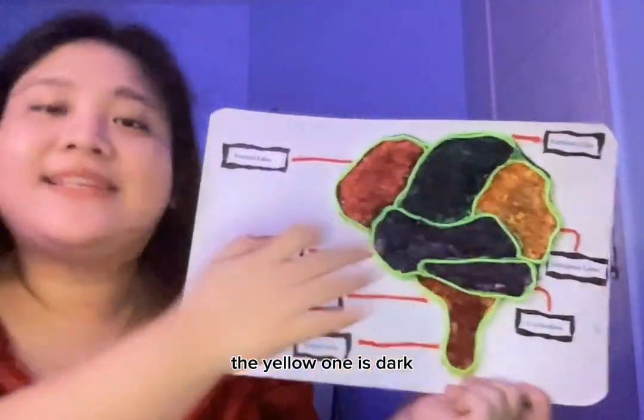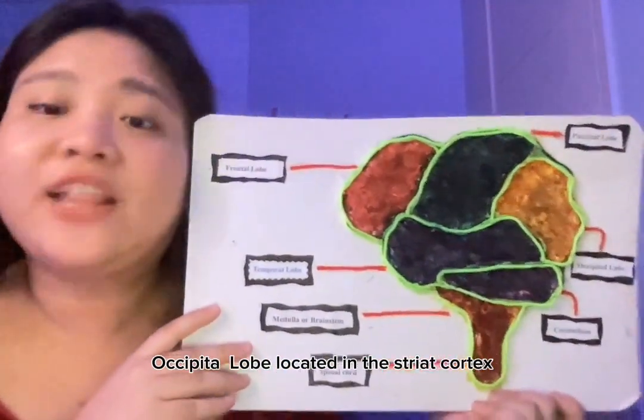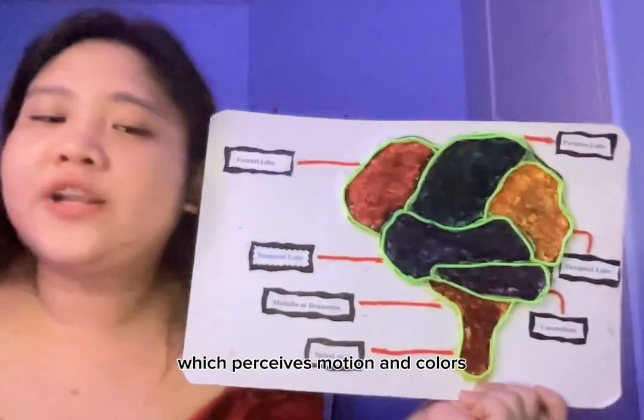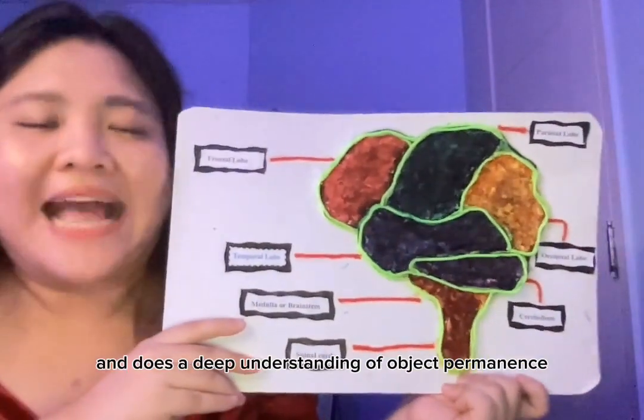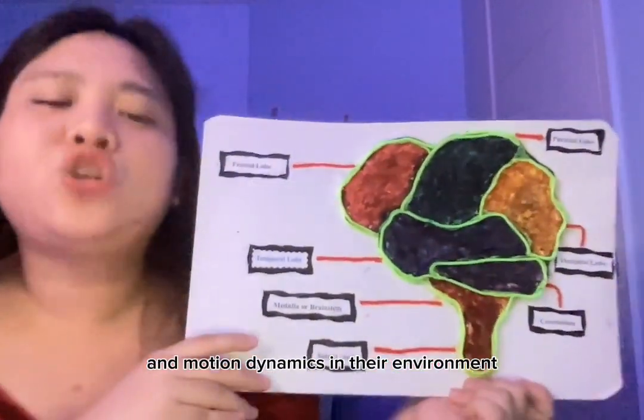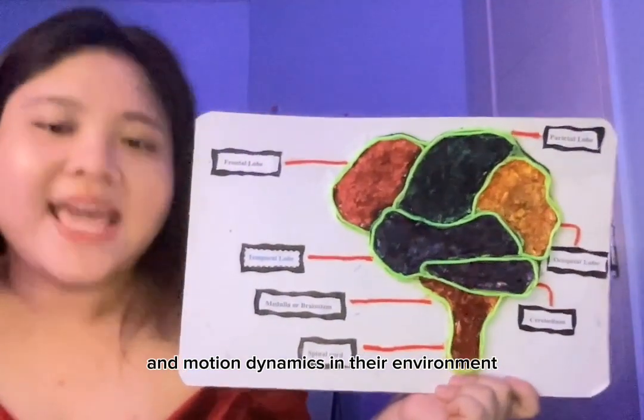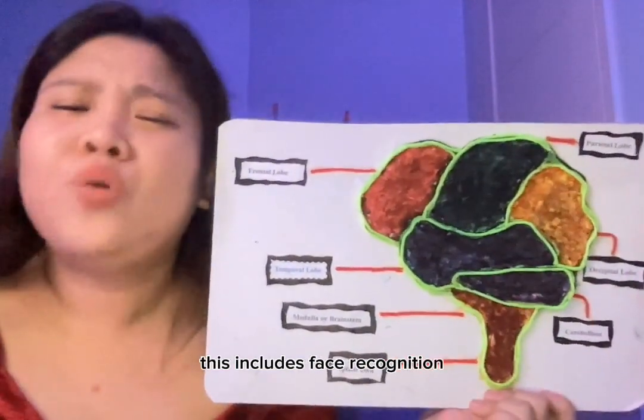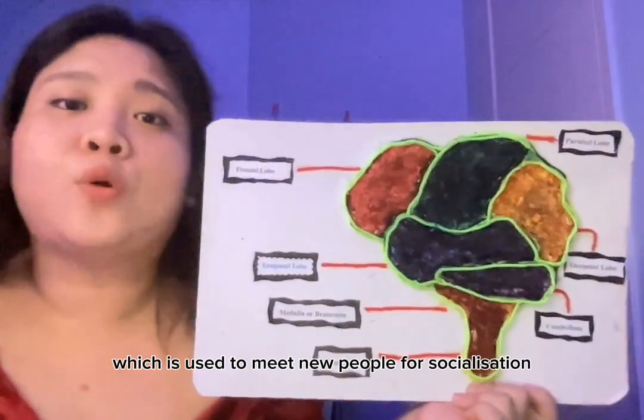The yellow one is the occipital lobe located in the striate cortex, which perceives motion and colors and has a deep understanding of object permanence and motion dynamics in their environment. This includes face recognition, which is used to meet new people for socialization.